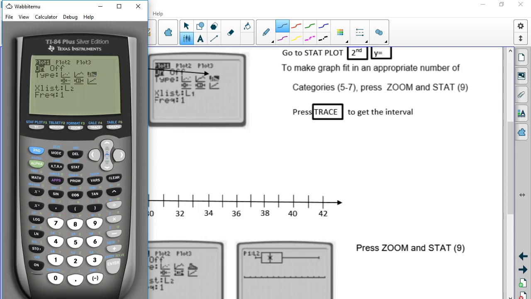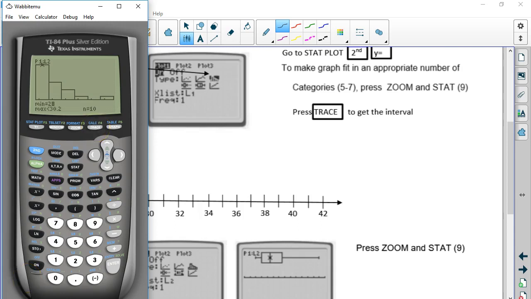And now notice how it says, to make it show up the way we want to see it, we're going to hit zoom, stat. So here's zoom up here. Stat 9. That's not right. Sorry, but it's wrong. We're going to go to zoom, and we're going to go down to 9, which is zoom stat. So there you go. That's how you would draw it on here. And then it says press trace. That's this button right here.